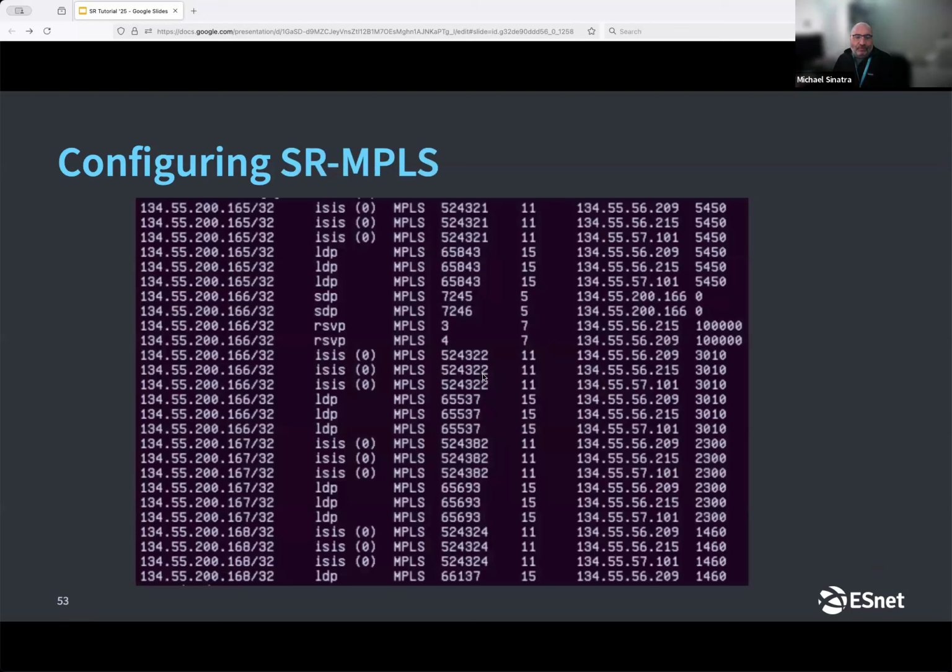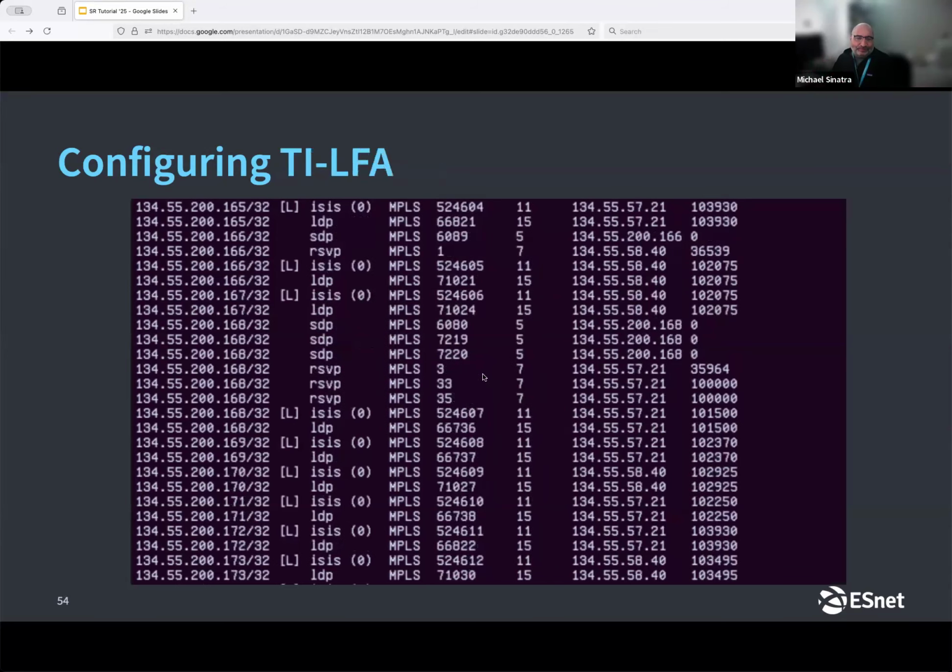So here's an example where we don't really have much TI-LFA going on because this is a backbone router that has 3 backbone links. So there's not really a use case for being able to route around those link failures. If we did go to 3 labels, we would actually get some LFA in this particular router, but I'm not going to go into that just yet. I'm still experimenting with that in ESnet as well.